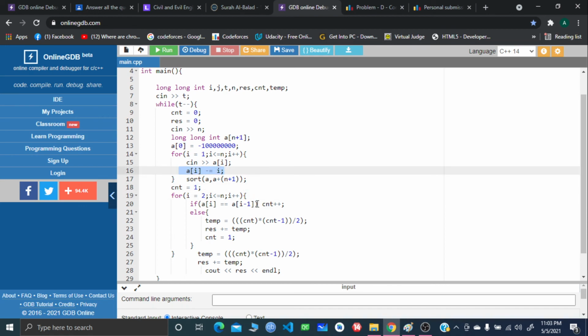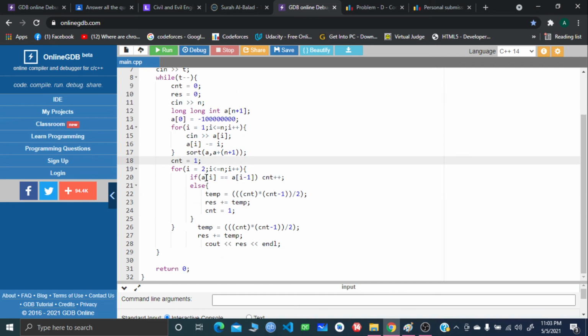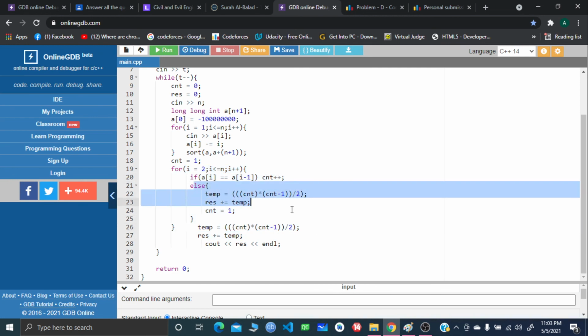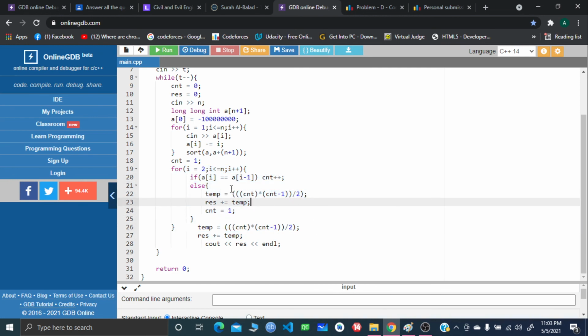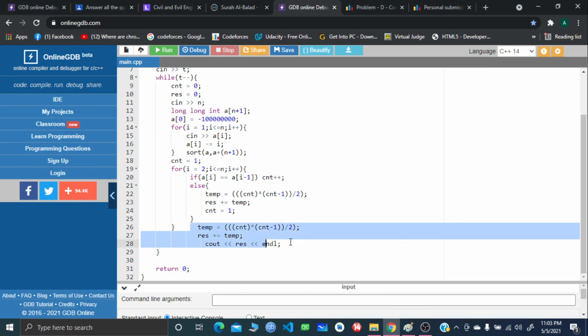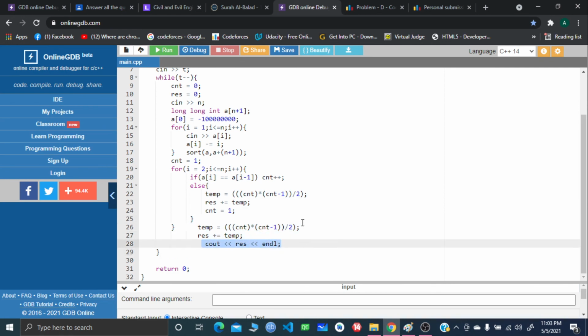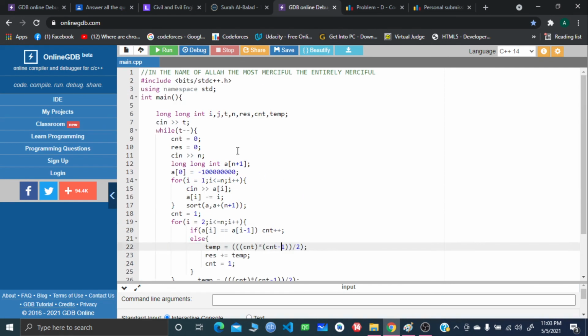For each and every value we do A[i] minus equal to i, and after that we sort the array, because sorting the array makes it easier to solve and easier to form the groups. For each and every group, it's a basic implementation: I'm just calculating how many pairs I can form for each group, and then adding it into my result, finally outputting the answer. That's all.